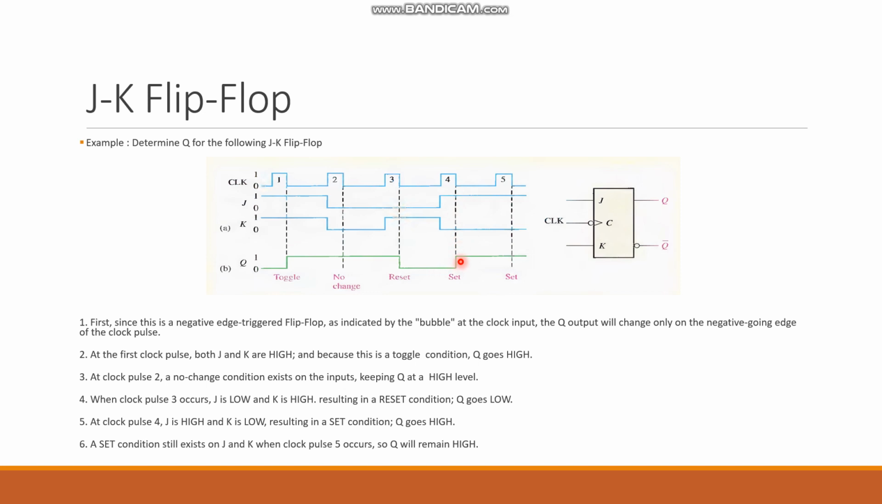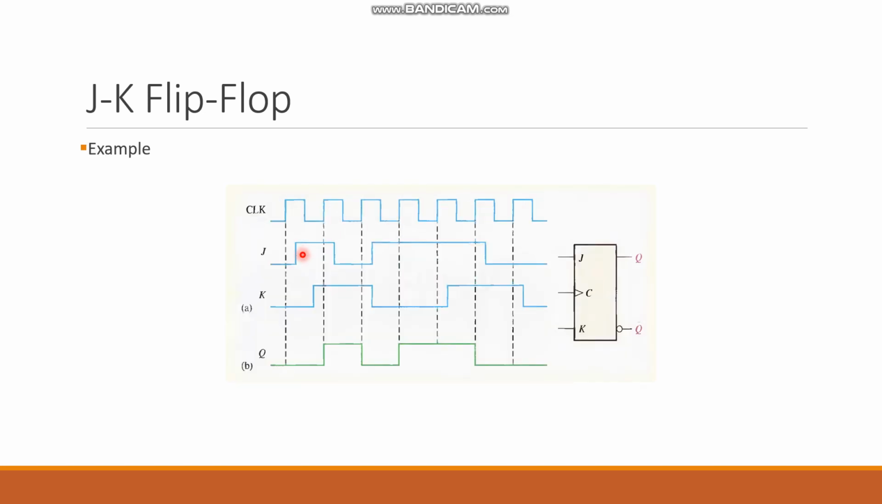The output is going to be 1 because whenever they are different, the output is going to be the same as the J. And in this clock pulse as well, the J is 1 and the K is 0, the output is going to be 1. And this is the explanation of that. And we have this example as well.